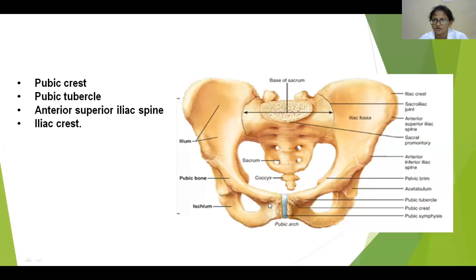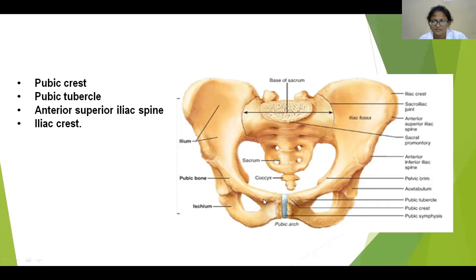A tubercle is nothing but a small elevation. The lateral end of the pubic crest is called the pubic tubercle. This is the pubic tubercle, and this is the pubic crest. The pubic crest is the upper border of the body of the pubis. The lateral end of the pubic crest is called the pubic tubercle.